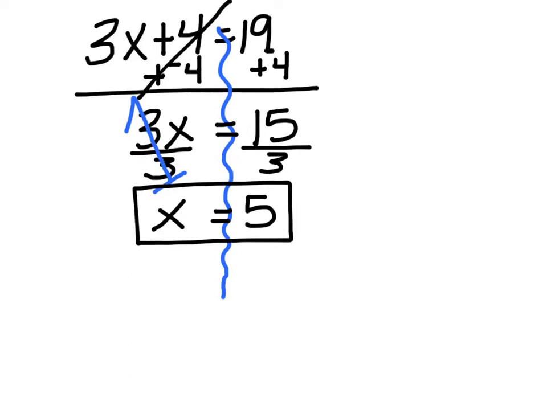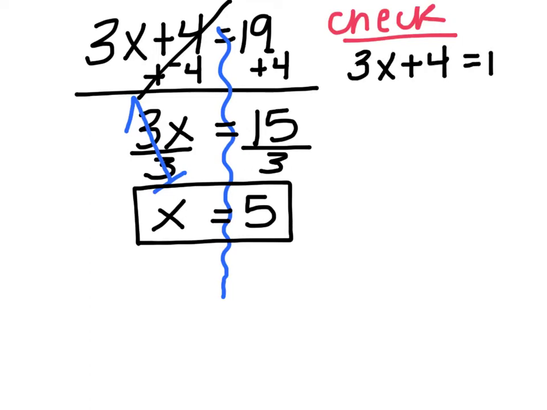So now we want to check it. And I want everyone to make sure they understand how to check it because you're going to be required to check in class. So we take the original problem, 3x plus 4 equals 19, and we're going to solve it. We're going to take this 5 and we're going to plug it in for that x.